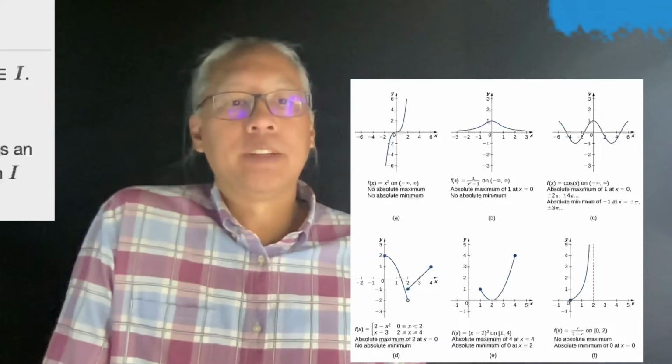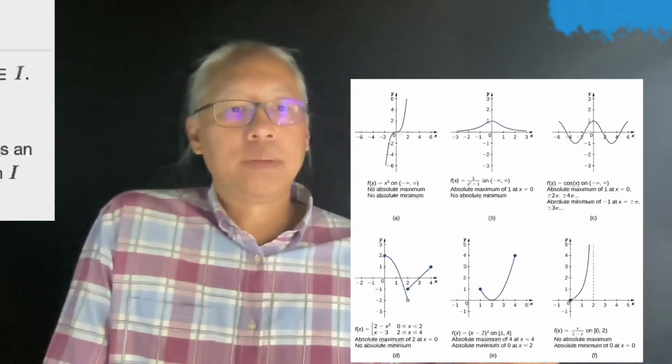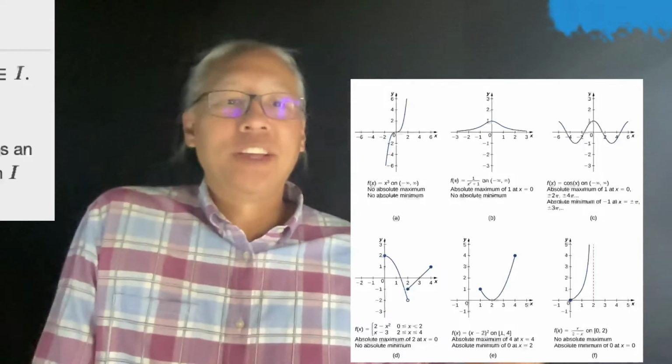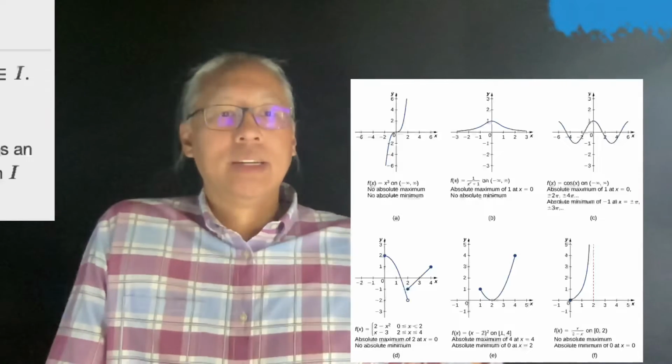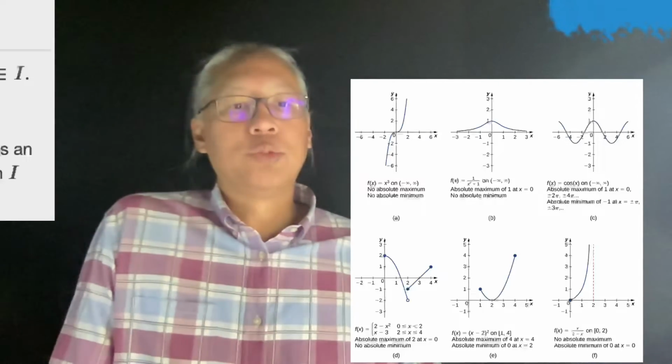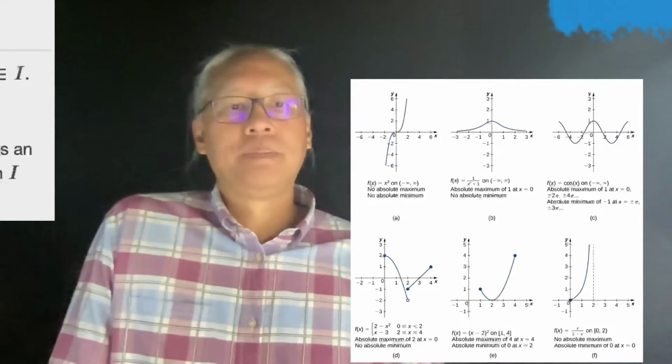Our cosine function here in graph C, we can see that there are an infinite number of maximums and minimums for the graph, and you can see the maximum happens at positive 1, the minimum happens at negative 1.